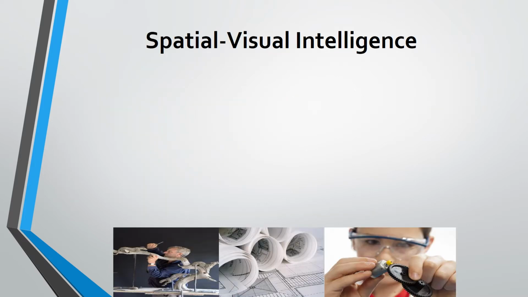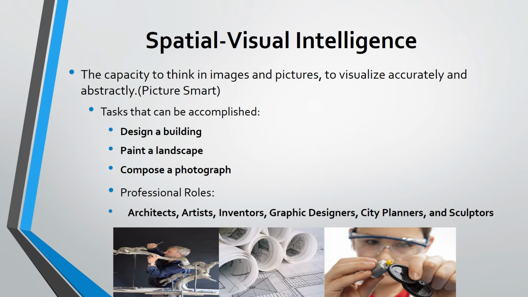Now, our third intelligence is spatial or visual. These are the type of people that have the capacity to think in images and in pictures. They can visualize accurately and abstractly. We call them picture smart. The tasks that they can accomplish would be designing a building, painting a landscape, composing a photograph. Some of the professional roles that we might see them in are architects, artists, inventors, graphic designers, city planners, and sculptors.